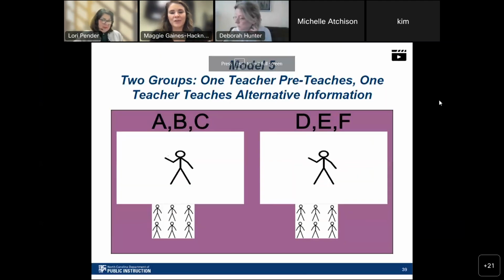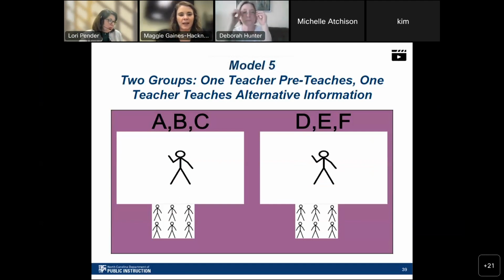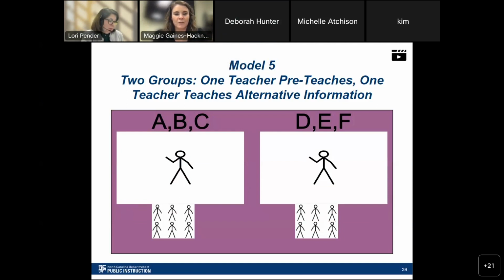Okay, and we will actually look at models 5 and model 6 together. They kind of go hand in hand. It's 2 groups where one teacher pre-teaches and one teacher teaches alternative information. So model 5 is pre-teaching. Our multilingual learners need pre-teaching for sure. It's one of the ways that we could kind of get them ahead within their content classrooms. And if you need to front load background knowledge, this would be the way to do that.